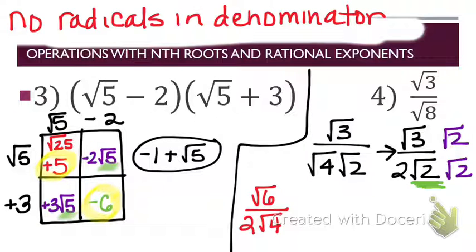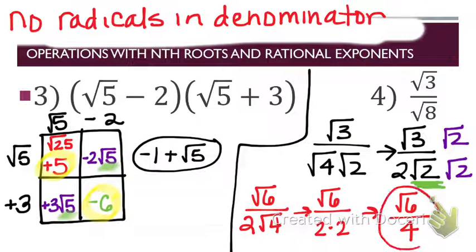Now the reason why I did that is because the square root of 4, that's a perfect square. And what is the square root of 4? 2. So what I have is the square root of 6 over 2 times 2, which is just going to end up being the square root of 6 over 4. And no, you cannot reduce that. You cannot do anything with that, because that 6 is underneath the square root. So you can't say that that's the square root of 3 over 2. You're done. That's your final answer.